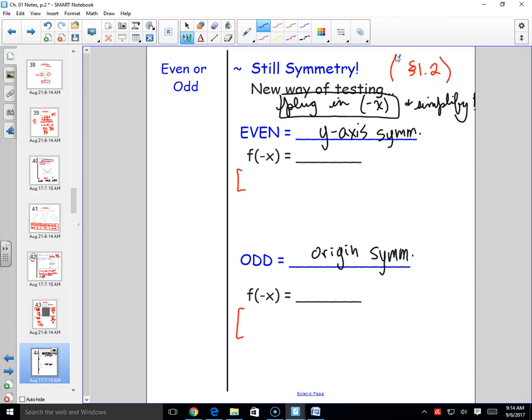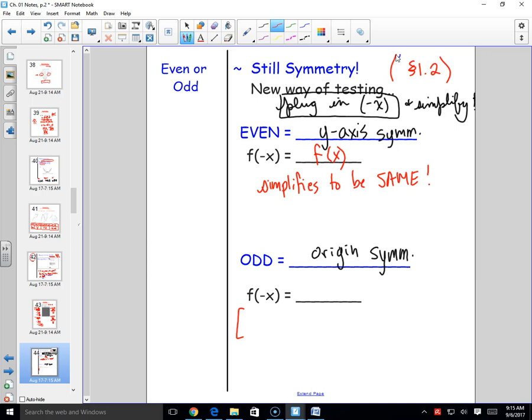When you plug in a negative x, if it simplifies to be the same as the original, the function is even, the function has y-axis symmetry.